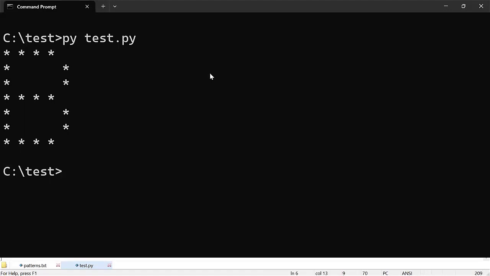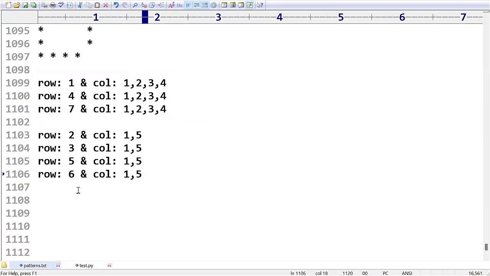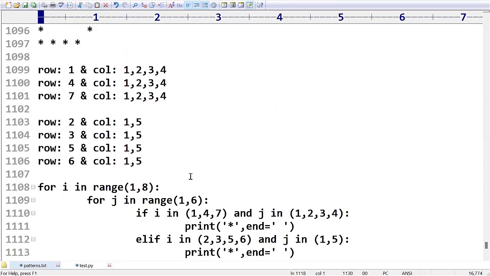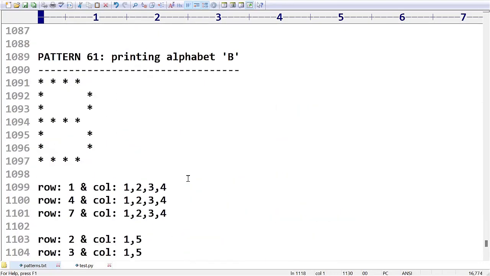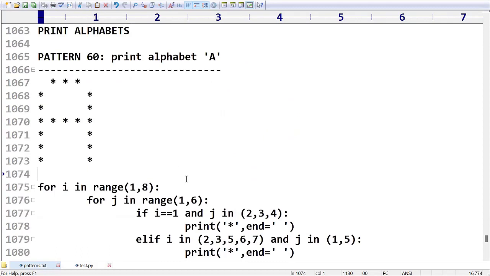I think you people got very clear clarity about how we can print these stars. Okay, right, friends? I think you enjoyed this session, how to print the alphabets A and B. In the upcoming videos, we are going to see all the alphabets one by one. Sir, please practice these videos, then only you can get more clarity on this, right, friends?